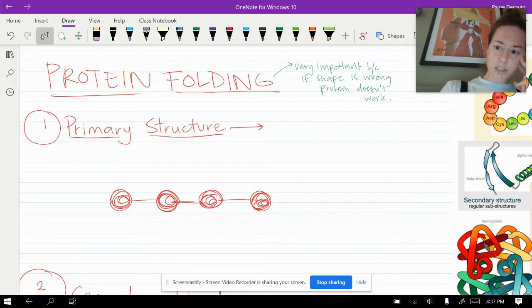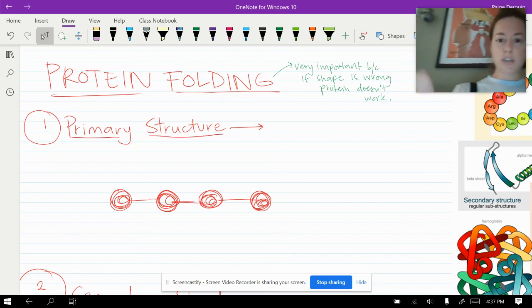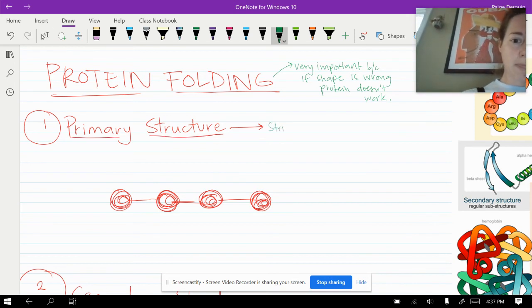So, first of all, the first step is called the primary structure. Primary means first. So, this is just the string of amino acids linked together.